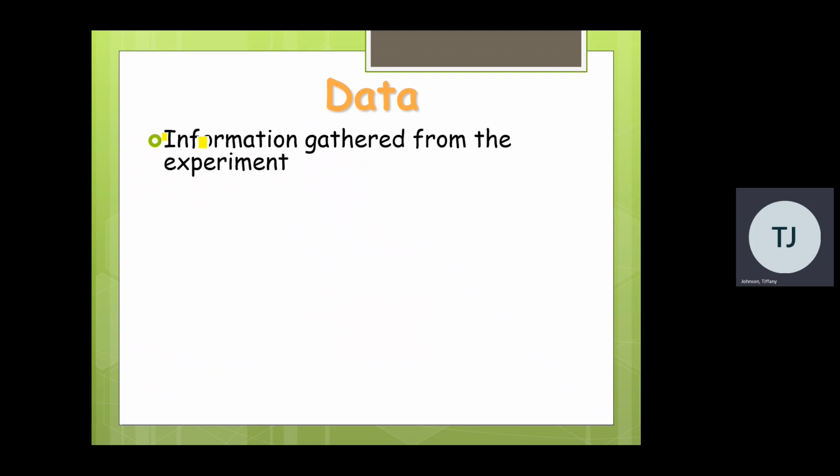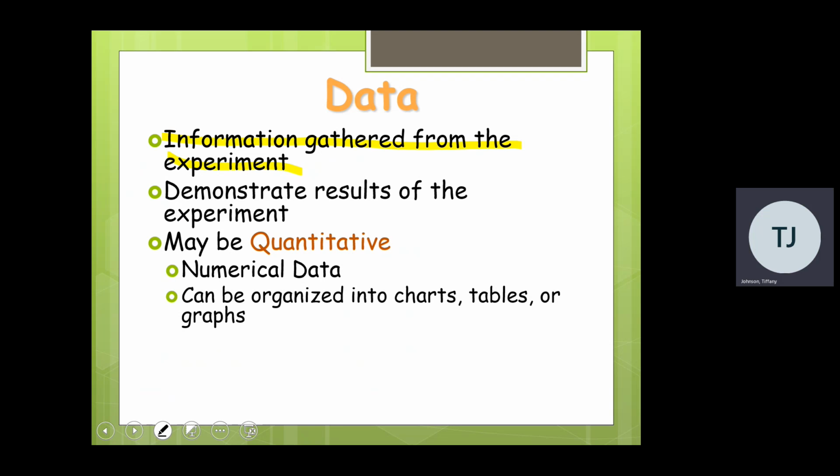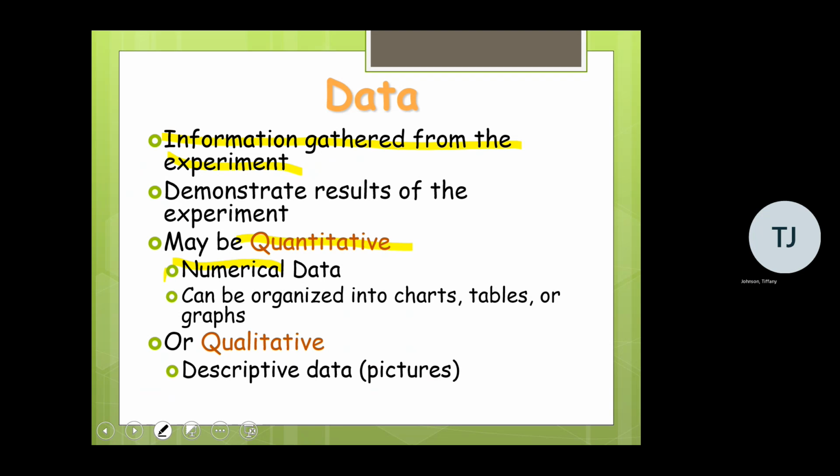So data is information gathered from an experiment. Okay, so it can be quantitative, like our experiment, which means numbers, or it could be qualitative, which means pictures.